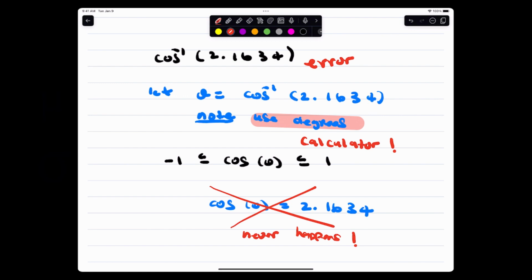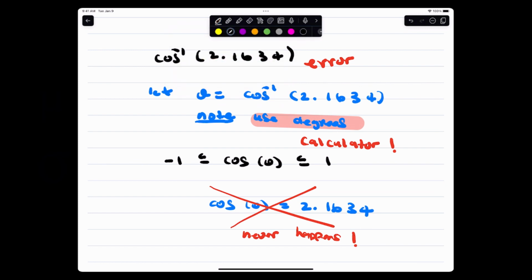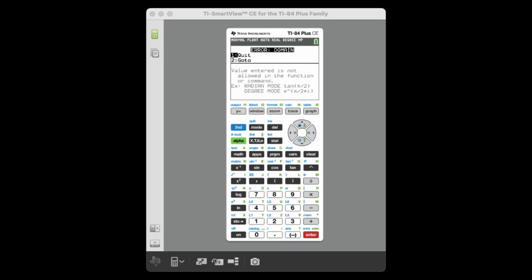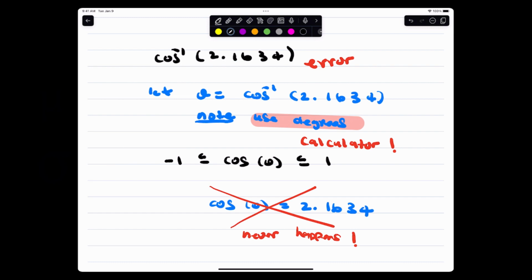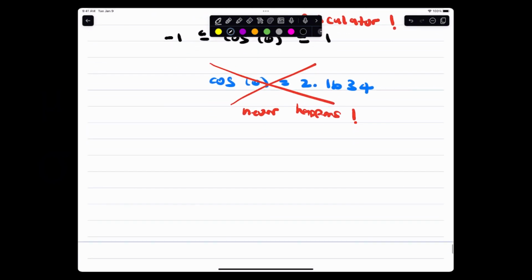So I just want to share with you guys that, because sometimes in the homework, they might do that to you and you get an error. You go, boy, I looked at my calculator. I got an error. I might be doing something wrong. Nope. You just have to remember that cosines live between negative 1 and positive 1. It could never be outside that.